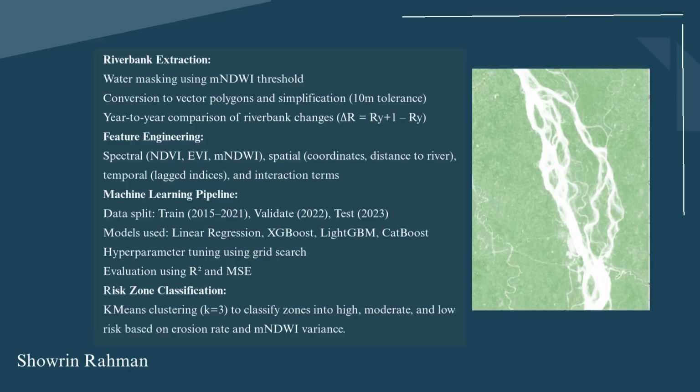To extract riverbank positions, we used MNDWI thresholds to create a water mask, which we converted into vector polygons and simplified with 10 meters tolerance. Annual changes were quantified, allowing us to track erosion and deposition patterns, incorporating spectral indices NDVI, EVI, MNDWI, spatial data like coordinates and distance to the river, temporal lagged indices and interaction terms to capture complex dynamics.